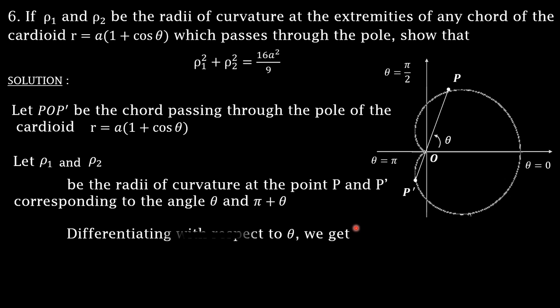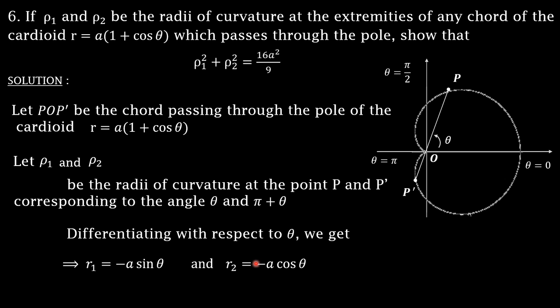So let me just compute rho 1 first, which makes an angle theta with respect to the initial line. Differentiating the given curve, r is equal to a into 1 plus cos theta, with respect to theta, r1 is a, keeping a as it is, times the derivative of 1 plus cos theta, which is minus sin theta. And r2 is the differentiation of r1, which is nothing but minus a into cos theta.